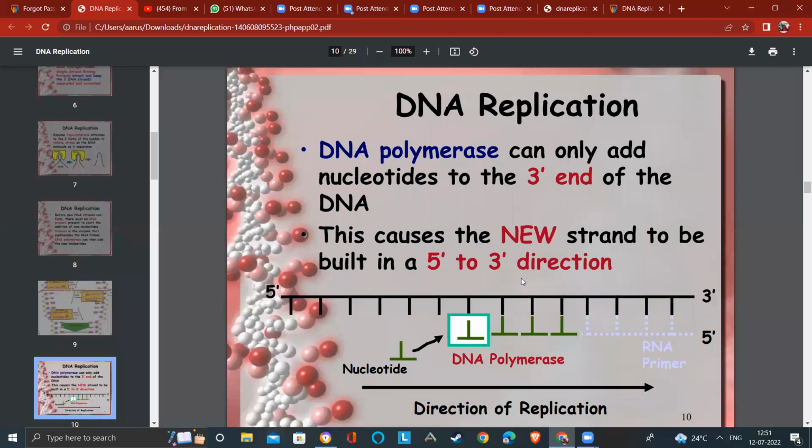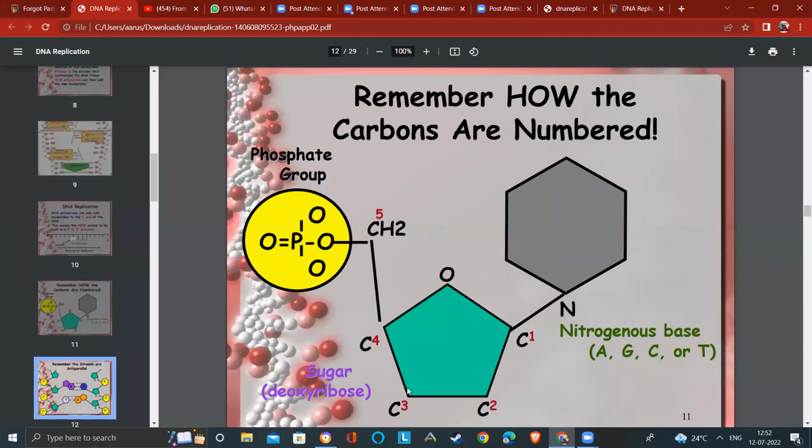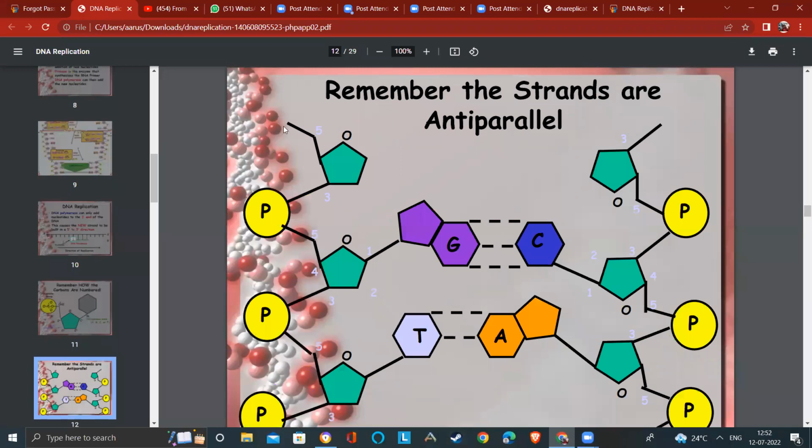Now you can see how the carbons are numbered. We have already seen this. At the 5' carbon end, the phosphate group is attached. This is your 5', right? And the 3' is at carbon 3. Remember, the strands are anti-parallel to each other. You can see the 5' end up with the attachment at the 3'. So the 3 carbon goes and attaches to the 5 carbon, and so on. And you can see the nitrogenous base pairing: the bases always pair up as A with T and G with C.